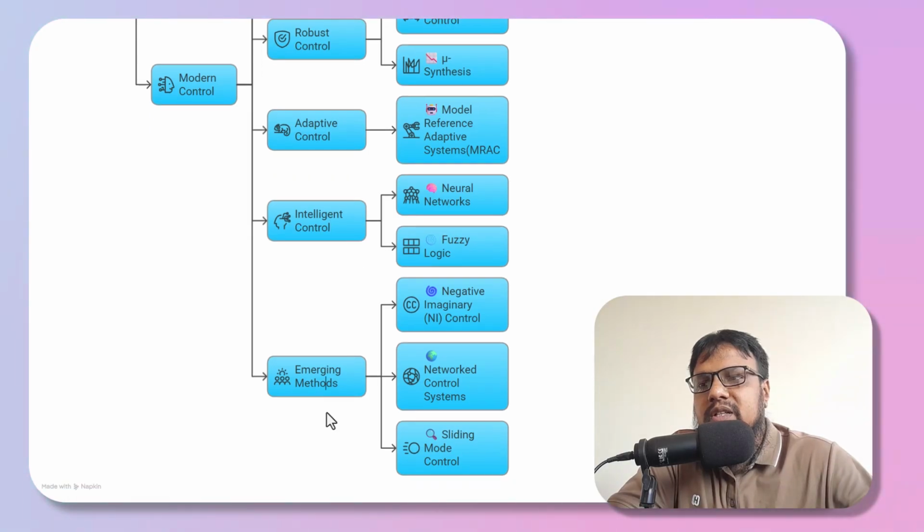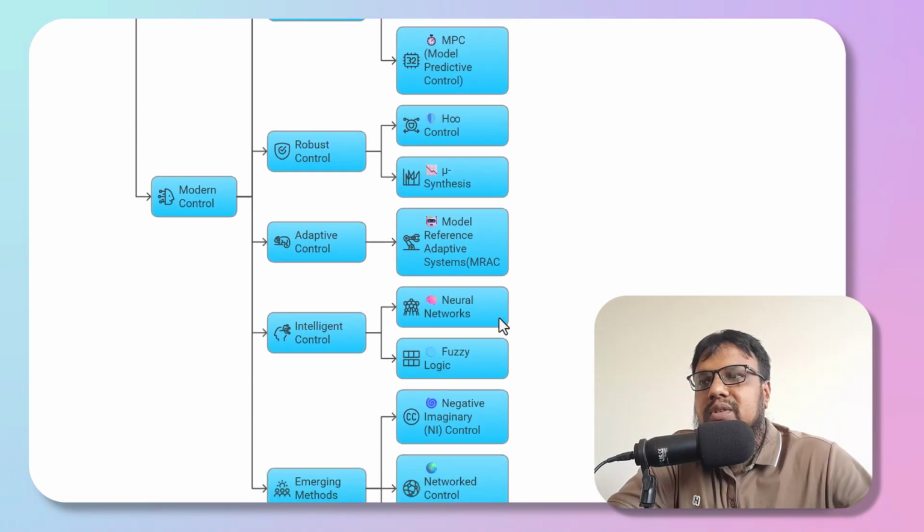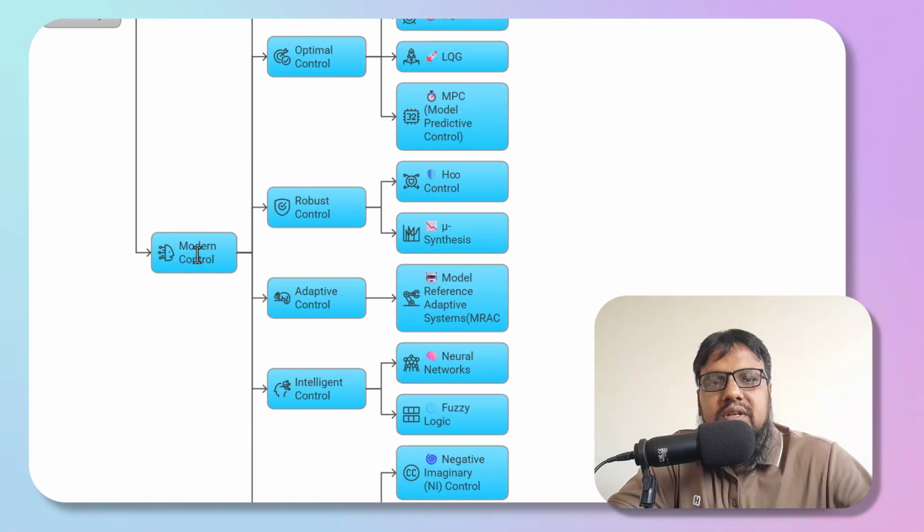And finally, there are emerging methods we find in the literature, like negative imaginary control, networked control systems, and sliding mode control. These are emerging control methods. You could find them in recent literature. They fall under the modern control category.